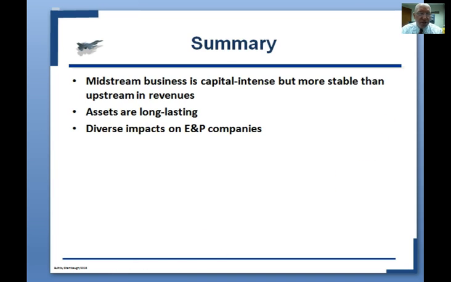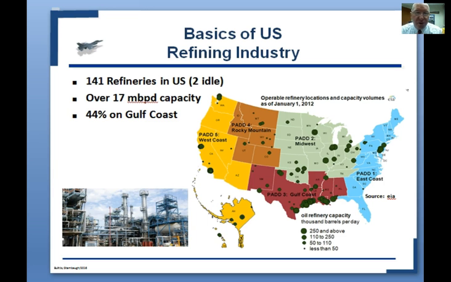Okay, that's it for the midstream. On to the downstream industry. You can see that there are refineries all across the United States, but like it says on the slide, 44% of the total refining capacity in the United States is here on the Gulf Coast.